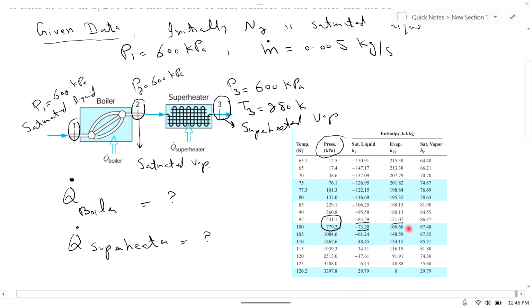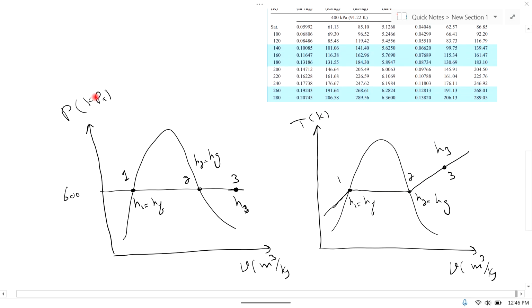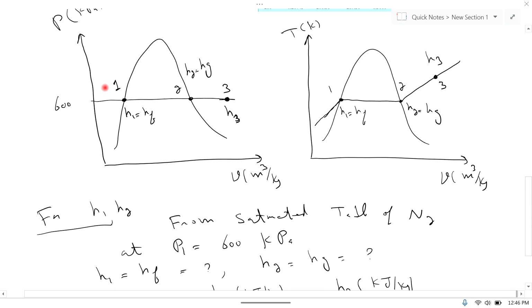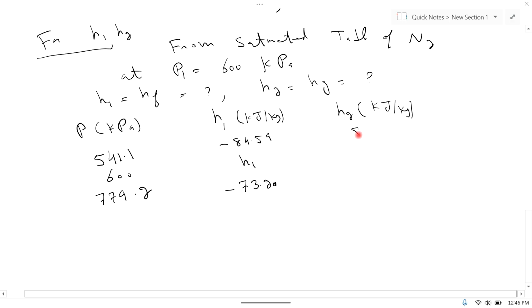This is HFG. This is not Hg. This is HFG. Hg is 86.47 and 87.48. 86.47 and 87.48, and we have to find H2.